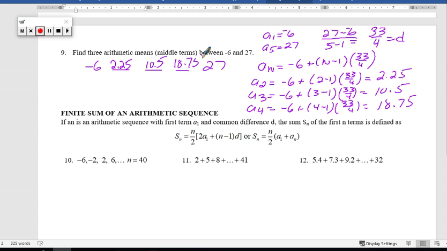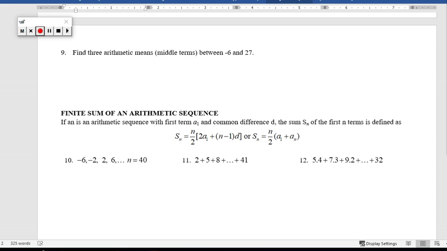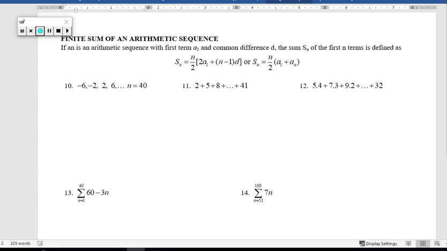Okay, we want to also look at the sum of an arithmetic sequence. So we want to start adding them up. Finite means that it comes to an end. We can't have an infinite sum because we would keep adding and adding and adding. It wouldn't make any sense. So we do need some kind of finite sum.